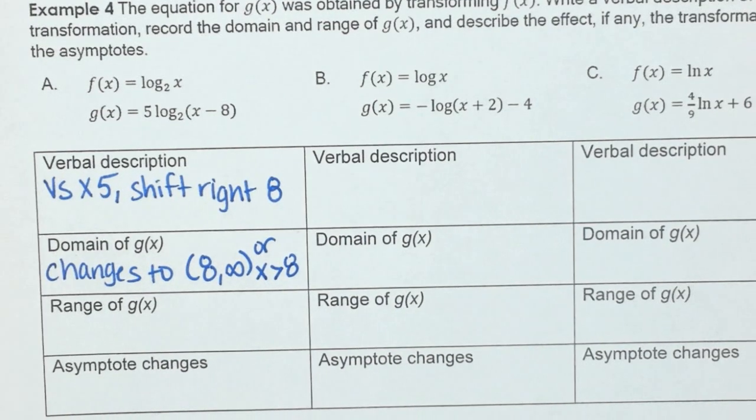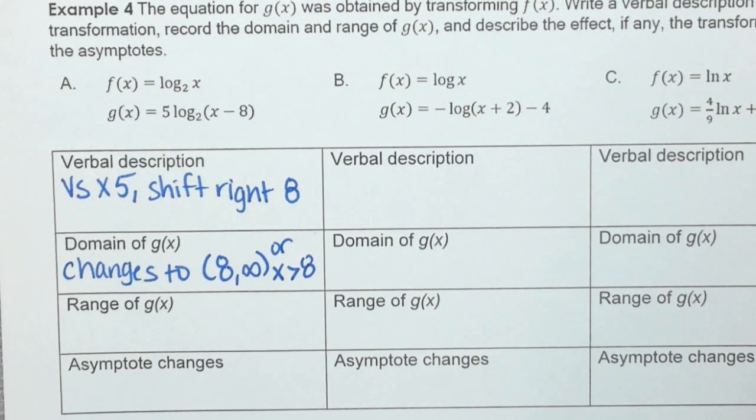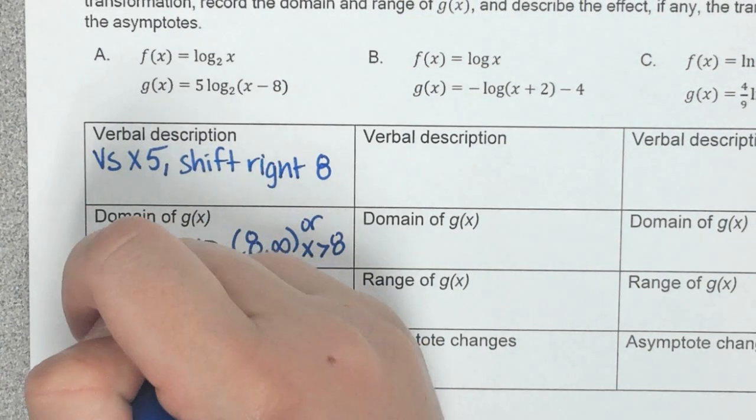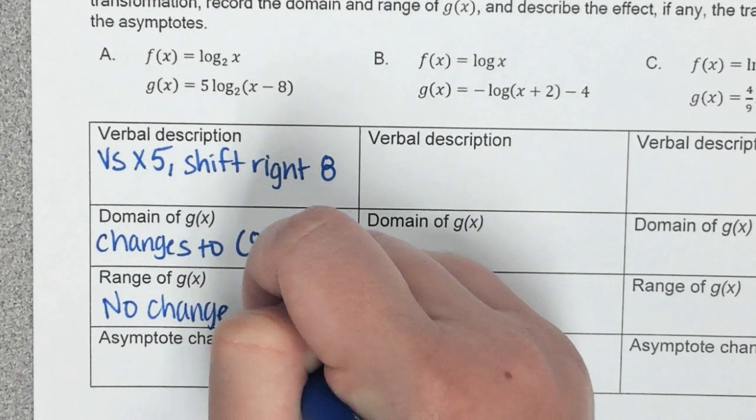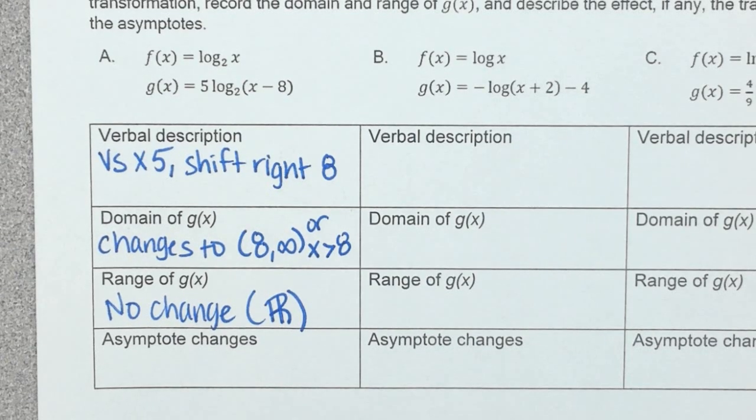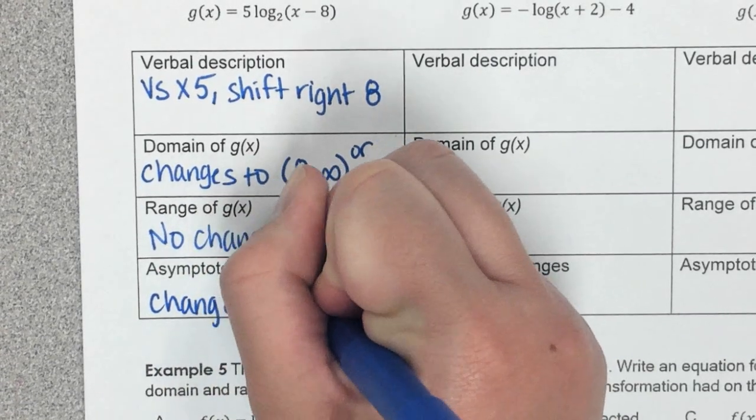Okay, how about the range? Does it appear that the range is changing? Are we still going to all real numbers? We should remember this from yesterday. Yeah, range doesn't change. So this is going to be no change. It's still all real numbers. And let's see if our asymptote changes. Looking at the graph, it does, right? It's no longer x equals 0, but x equals 8. Changes to x equals 8. Okay?